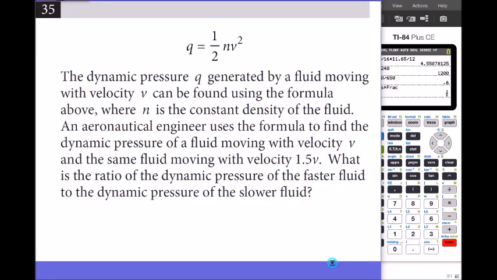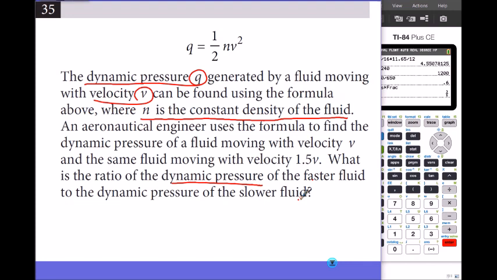35. The dynamic pressure Q generated by the fluid moving with velocity V can be found using the formula above, where V is the velocity, ρ is the constant density of the fluid, and Q is the dynamic pressure. An aeronautical engineer uses the formula to find the dynamic pressure of the fluid moving with the velocity V, and the same fluid moving with the velocity 1.5 V. What is the ratio of the dynamic pressure of the fast fluid to the dynamic pressure of the slow fluid? So you divide the faster by that.